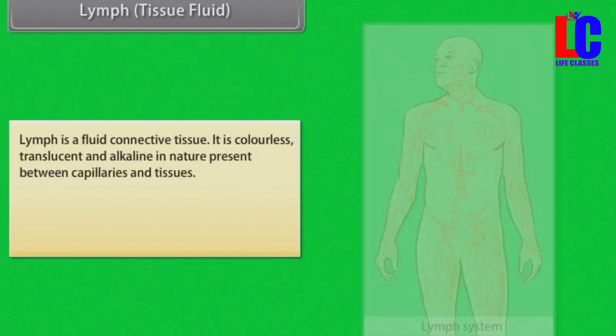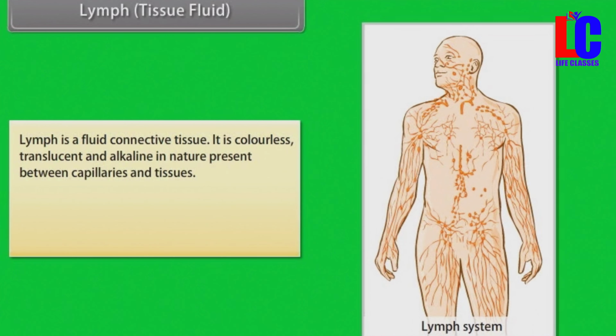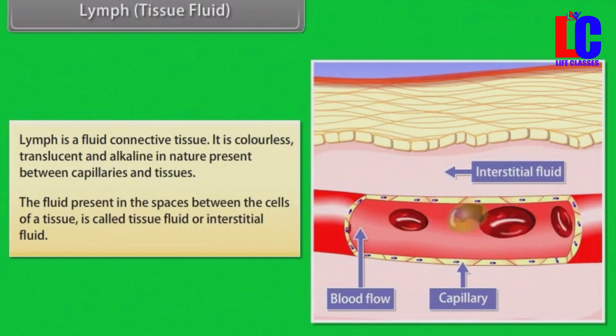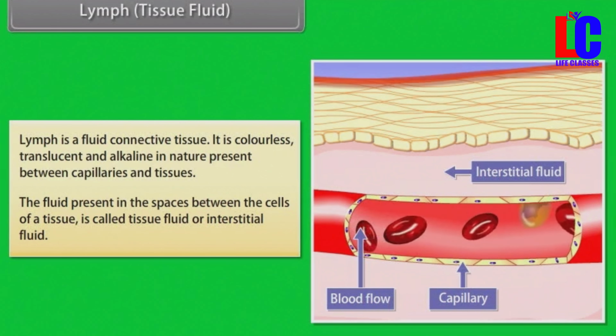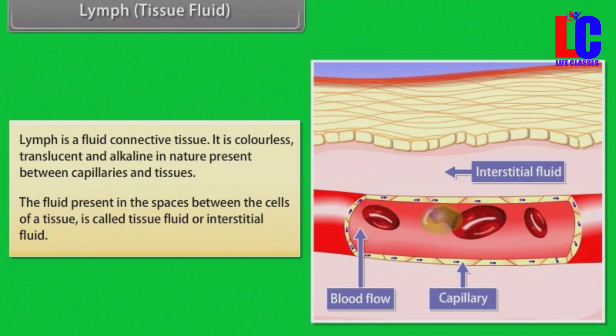Lymph, tissue fluid. Lymph is a fluid connective tissue. It is colorless, translucent and alkaline in nature, present between capillaries and tissues. The fluid present in the spaces between the cells of a tissue is called tissue fluid or interstitial fluid.